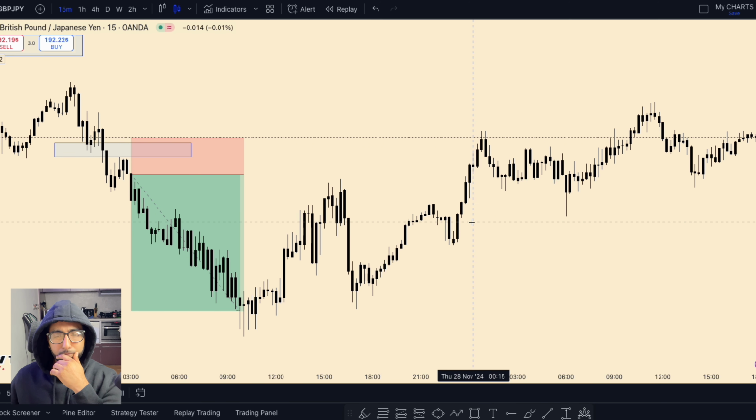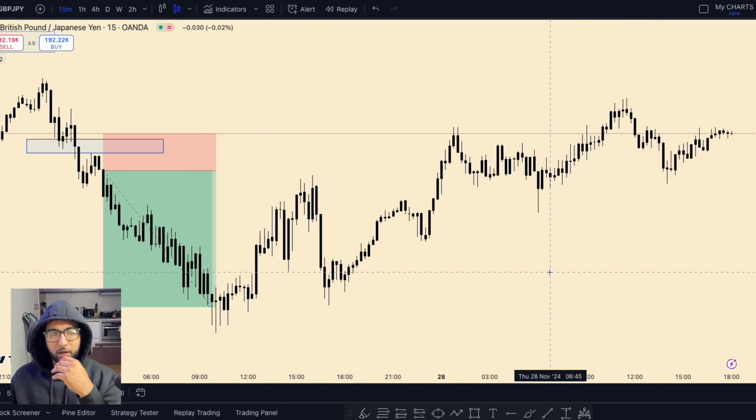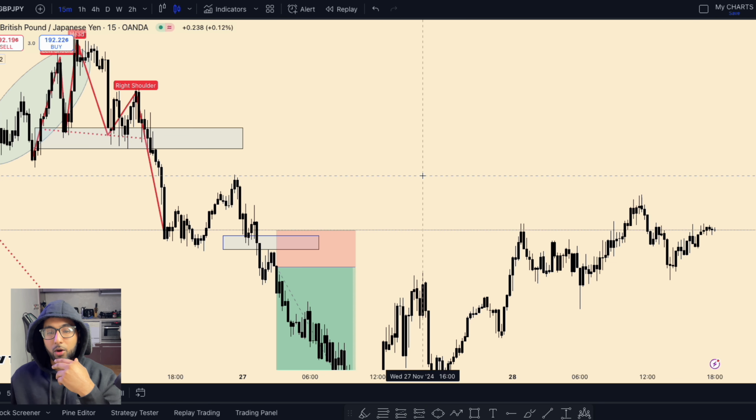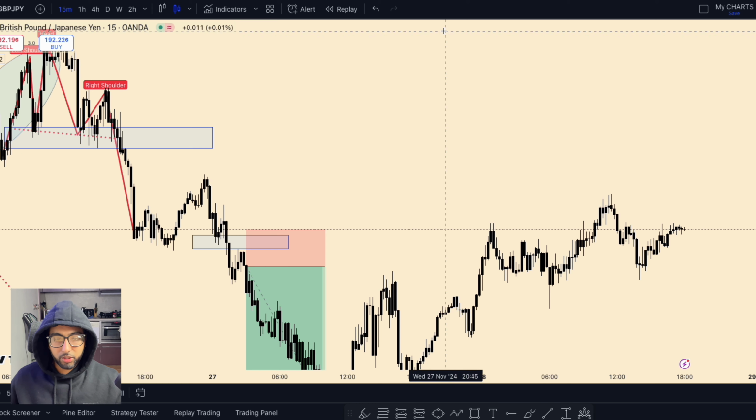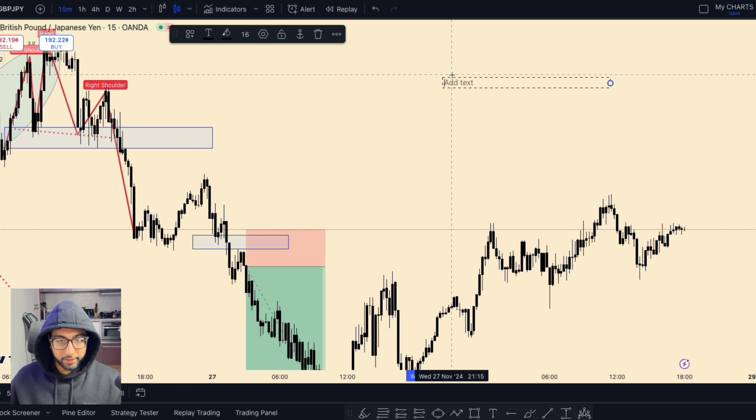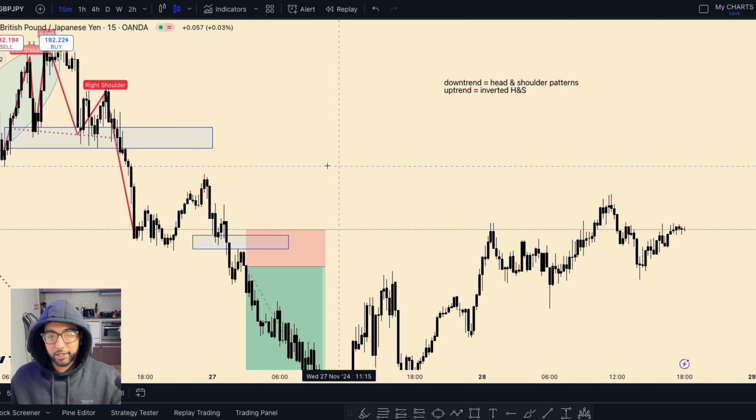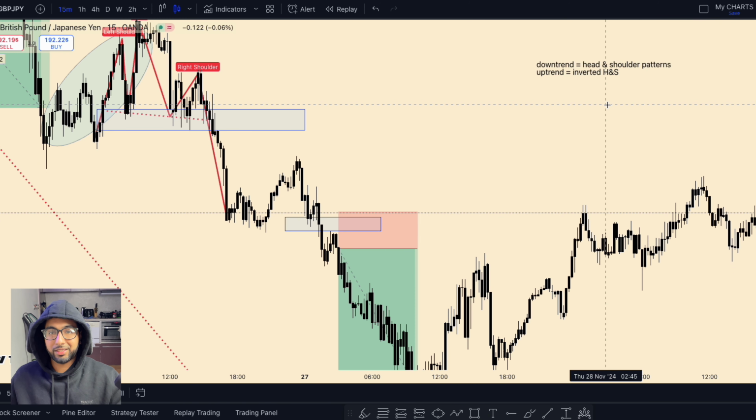It's totally fine. What I would say is that in this example here, we're on a downtrend, so you wouldn't see any inverted hammers. So let me just write this down. If we are in a downtrend, only look for head and shoulder patterns. If we're on an uptrend, only look for inverted head and shoulder patterns. Downtrend, look for head and shoulder pattern. Uptrend, look for inverted head and shoulder pattern.